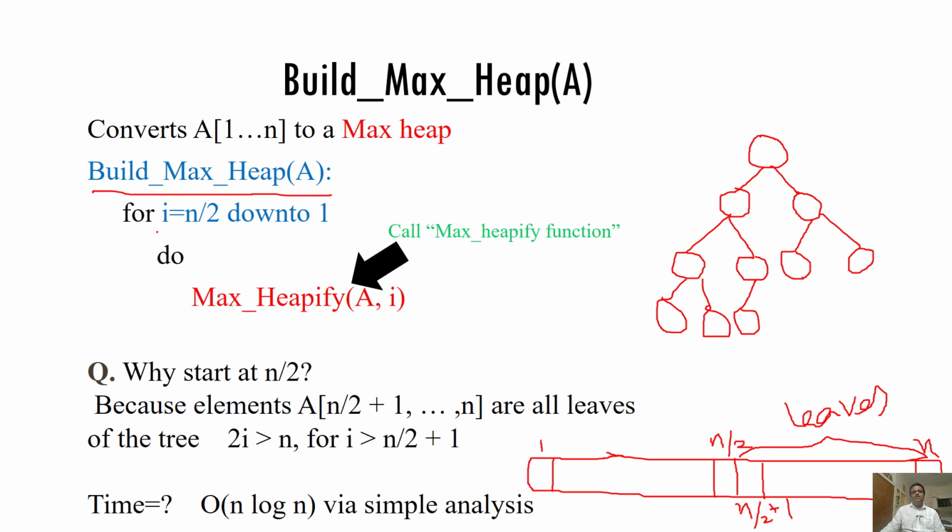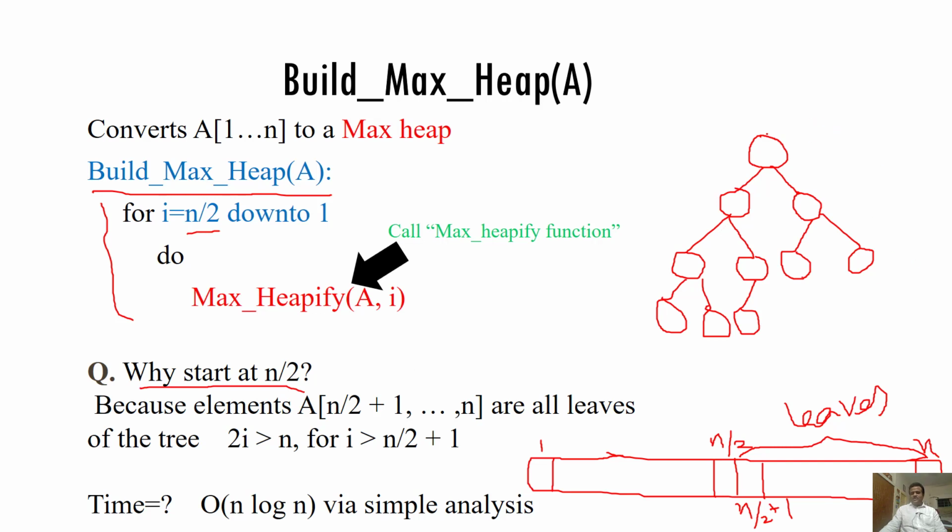So, we have a for loop for i equal to n by 2 down to 1. We call the maxipify. We know the maxipify function, right? So, we call the maxipify at the level i. That is all. This is the code for build maxip. Very simple, just 2-line code. Now the question is, there are a few issues: why is it working, and why is it n by 2 down to 1, why not from n down to 1? That answer we have to give. Why start at n by 2?